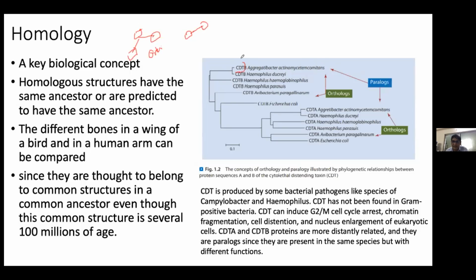For example, CDT is a cytolethal distending toxin produced by the bacterium Aggregatibacter actinomycetemcomitans. If it is found in different organisms, different species, we call them orthologs. And if similar genes, such as CdtA and CdtB, are homologs but have different functions and are found in the same organism, we call them paralogs. This will be taught in more detail in BLAST.